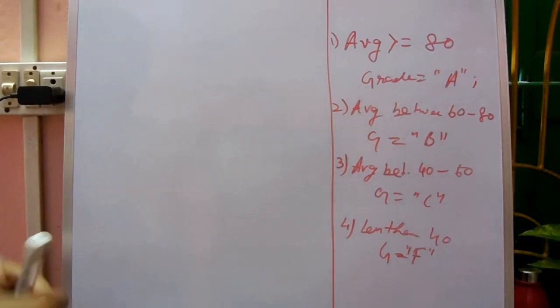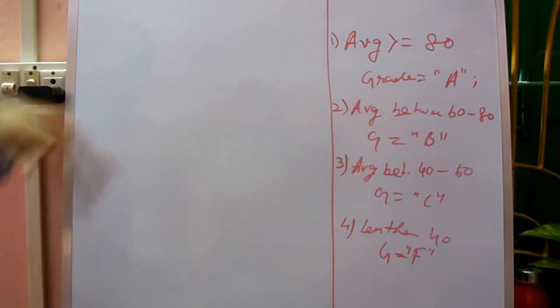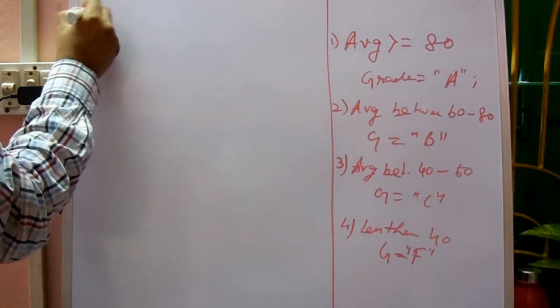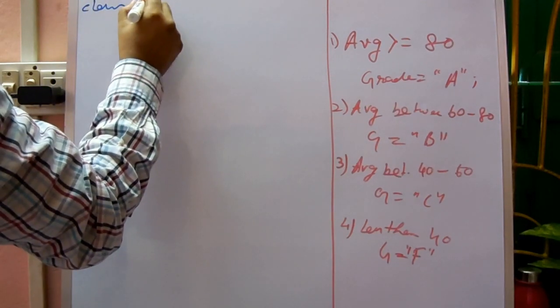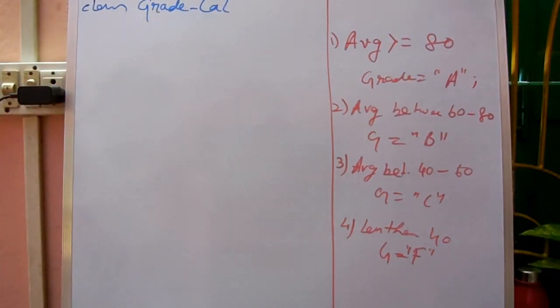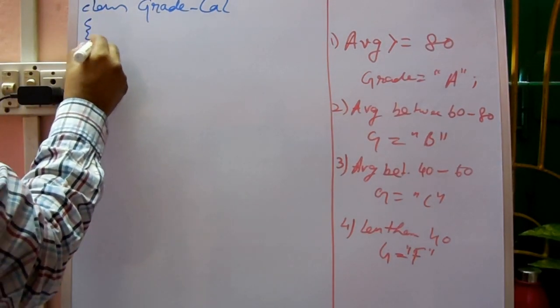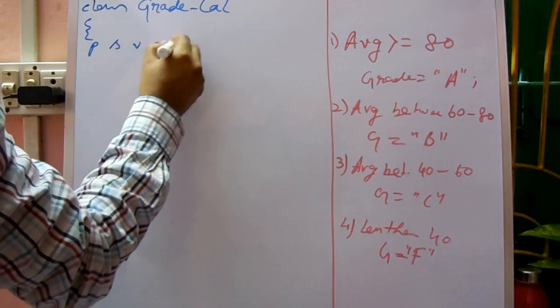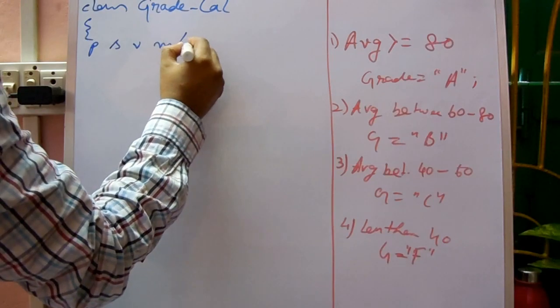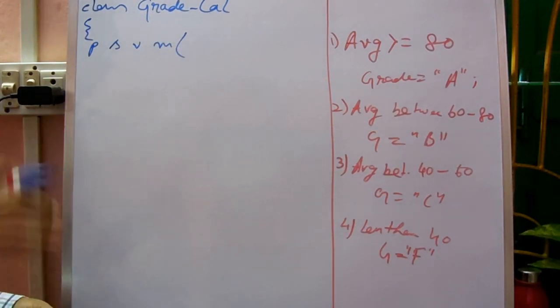I am not showing you the full program, you know how to write it, just followed by the main method. I am writing the short form, not the full. First the class, grade calculation. Then after that, in short, public static void main, you will write it in full. Then here you have to take three inputs of three subjects, and to calculate the average you have to divide.